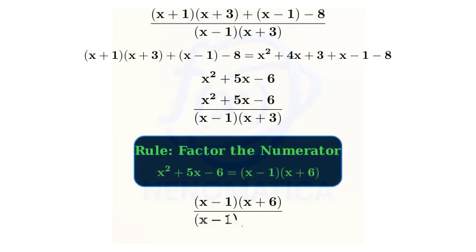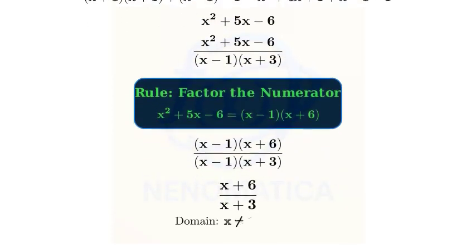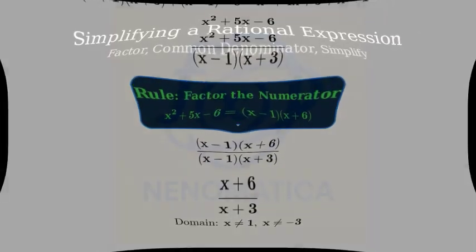That factors as (x minus 1) times (x plus 6). Step 5. Cancel the common factor x minus 1, remembering it is not allowed to be 0. So x cannot be equal to 1, and x cannot be equal to negative 3 from the other denominator factor. The simplified result is (x plus 6) over (x plus 3).